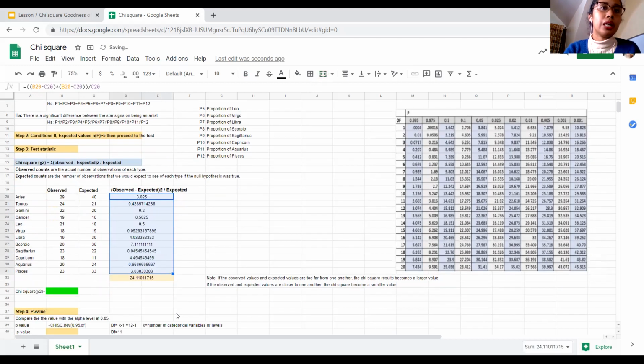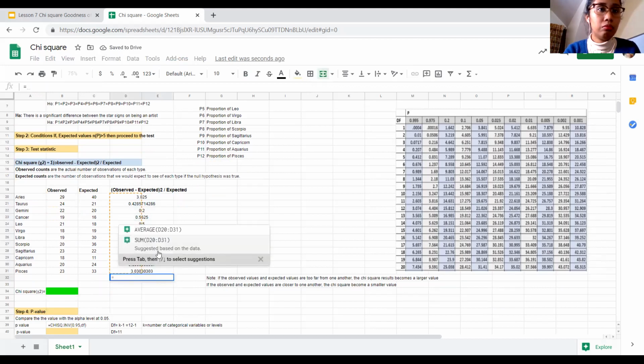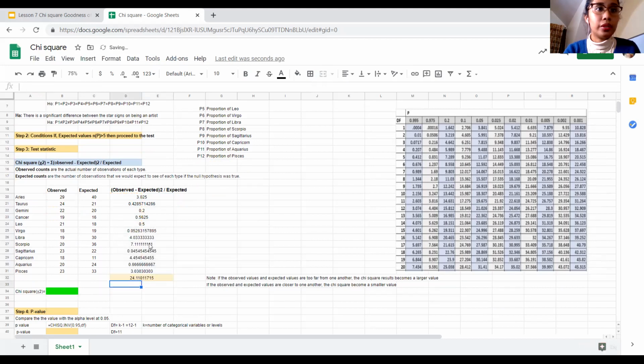So, class, I've already put that in. Here, you just get the total. So, equal sum. So, our total is 24.11. So, that's our chi-square, guys. So, you're done. That was fast. So, that's all there is to it, class.